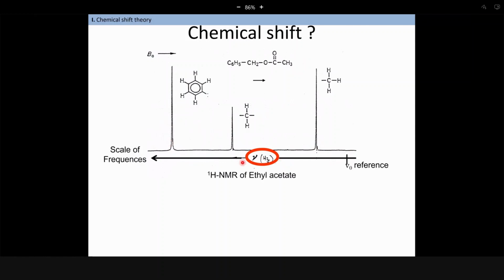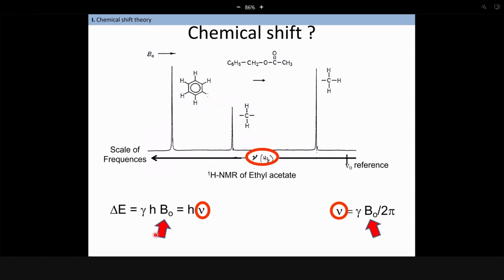If we don't ask the computer anything, the Fourier transformation will give us a spectrum like this with a scale of frequency, expressed in hertz. This is not ethyl acetate. This is wrong. I have to change this.